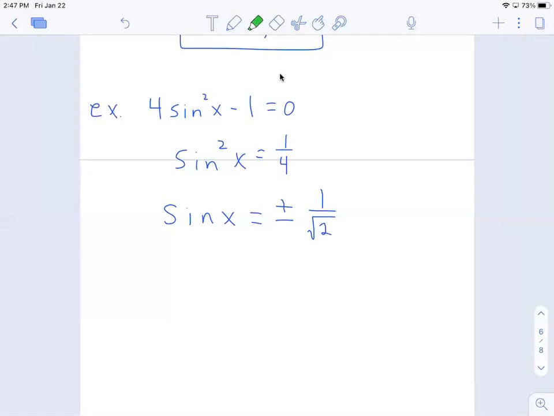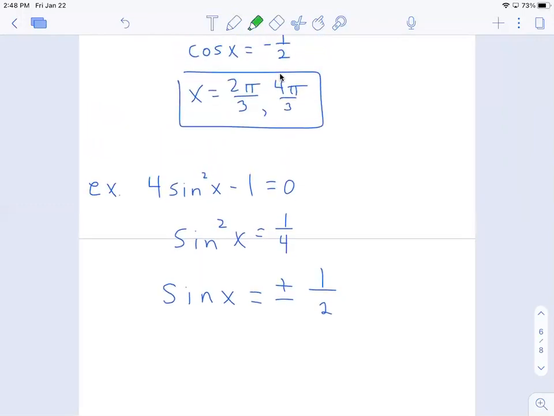I still have one more step, but I want to say that part again. I took the square root of 1/4, and when I take the square root, I get plus or minus, and then the square root of the top is 1, and the square root of the bottom is, I'm sorry, not square root of 2, my mistake. It's just 2. The square root of 4 is 2, not the square root of 2. Okay, so I just want to find where the sine is either positive 1/2 or negative 1/2.